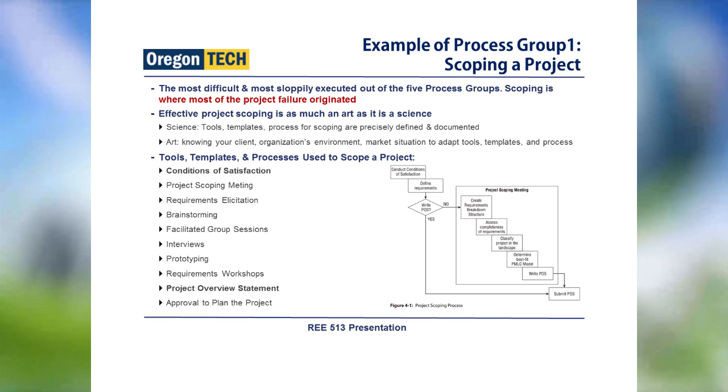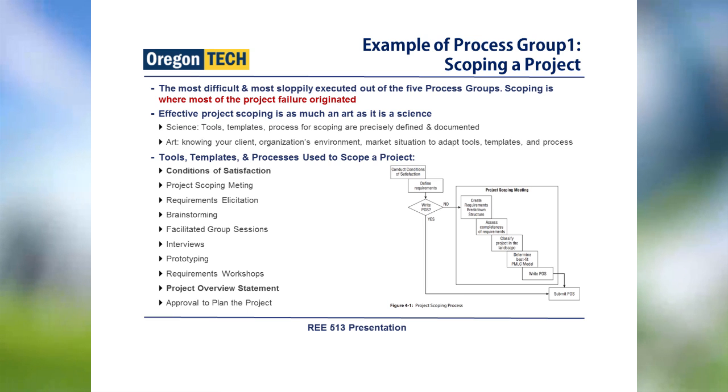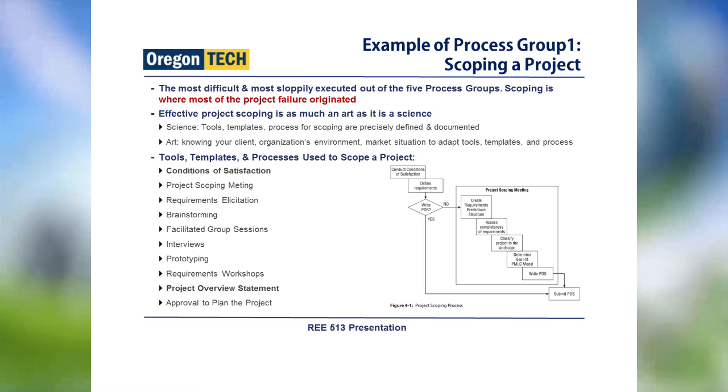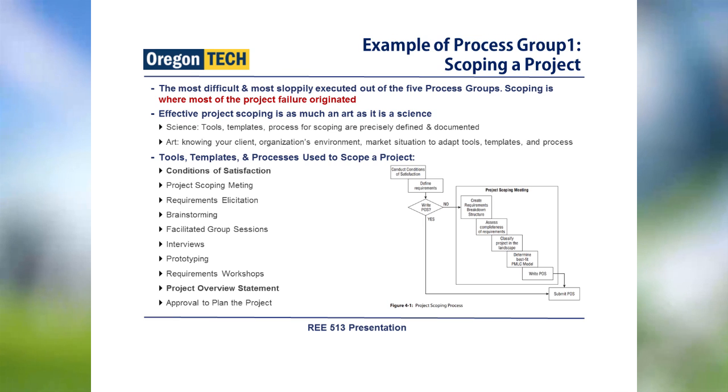Effective project scoping is as much an art as it is a science. It is a science because the tools, templates, and processes for scoping are precisely defined and documented. It is an art because you have to know your client, the organization's environment, and the market situation, and adapt the tools, templates, and processes to it.